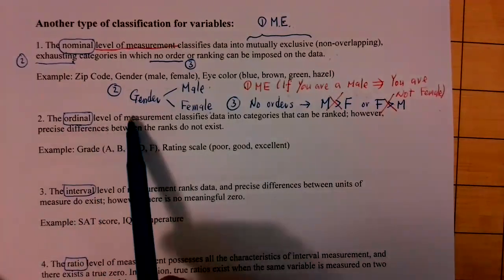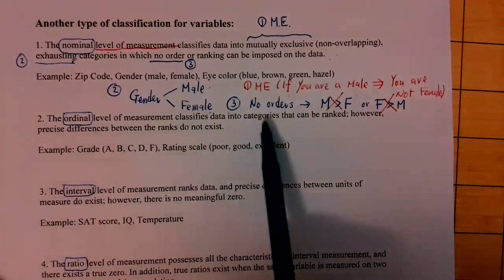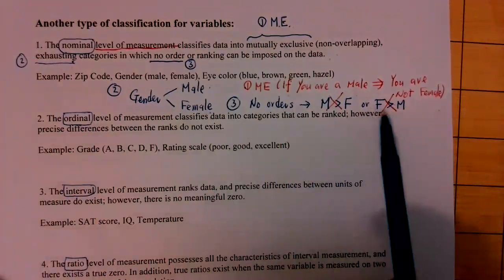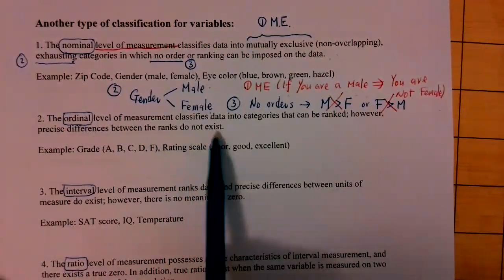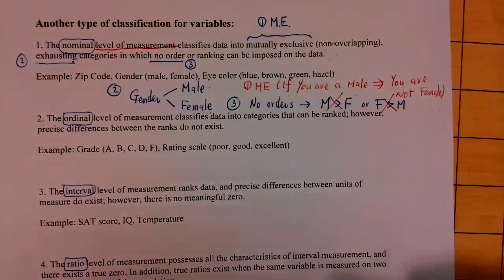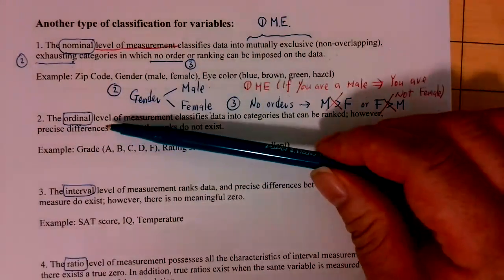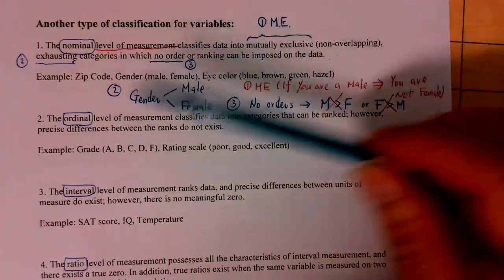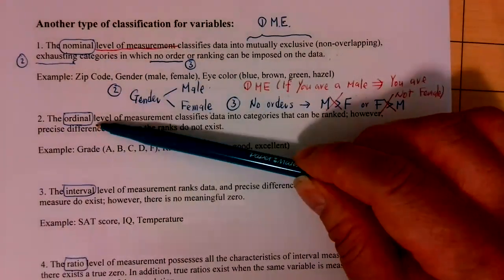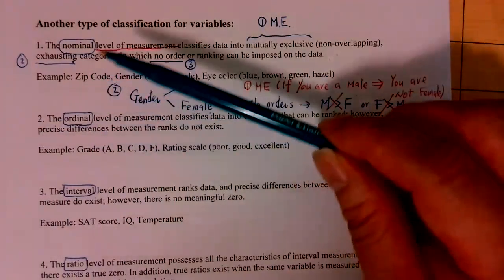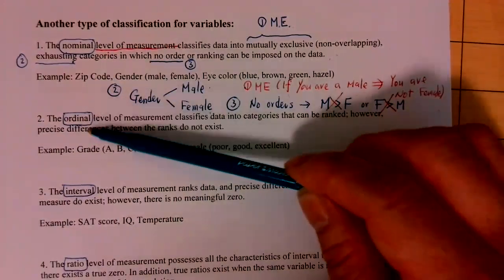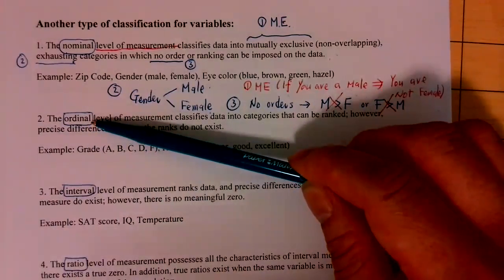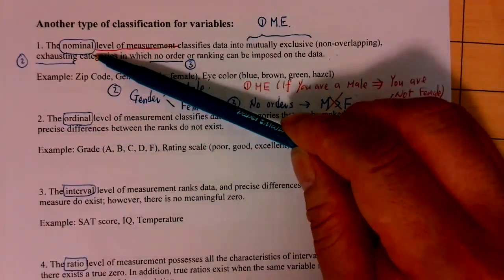The ordinal level of measurement classifies data into categories that can be ranked. However, precise differences between the ranks do not exist. What does that mean? Now, the relationship between ordinal level and nominal level is that ordinal level is a more advanced level. Everything the nominal level has, it also has. And it has some more advanced features that the nominal level doesn't have.